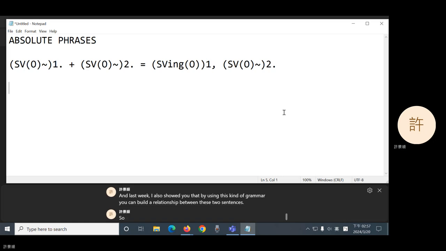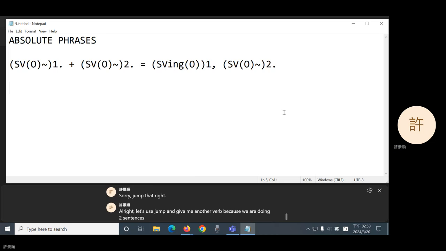So, somebody give me a verb. Run, we did that last week. Give me something new. We also did dance last week. Were you here last week? Okay, yeah, give me something new. Sorry? Jump, is that right? All right, let's use jump. And give me another verb, because we're doing two sentences. Sleep? All right, great.